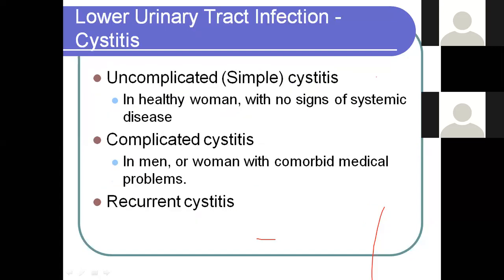So in case of cystitis, there are two types: complicated cystitis and uncomplicated cystitis. Uncomplicated, which is simple cystitis, is seen in healthy female patients with no signs of systemic disease. However, complicated cystitis is seen most commonly in males, or it can be in females with comorbid medical conditions. And there can be recurrent cystitis as well.